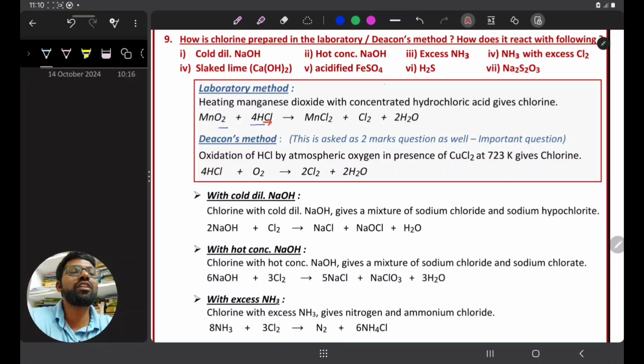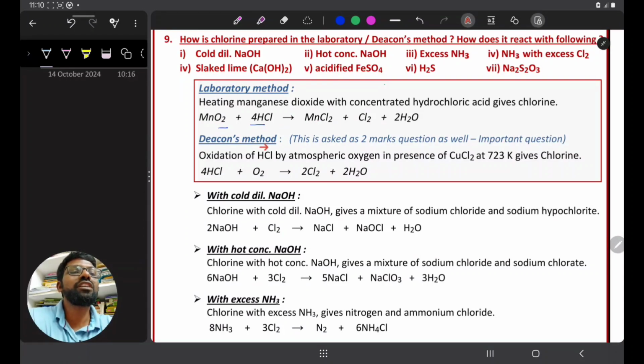This 4 is common for all. Out of 4 chlorines, 2 chlorines combine with manganese, so MnCl2, manganese chloride, and the remaining 2 chlorines will be Cl2 gas, chlorine gas. This is how chlorine gas is prepared by reacting manganese dioxide with hydrochloric acid.